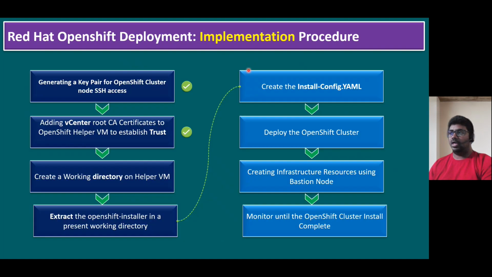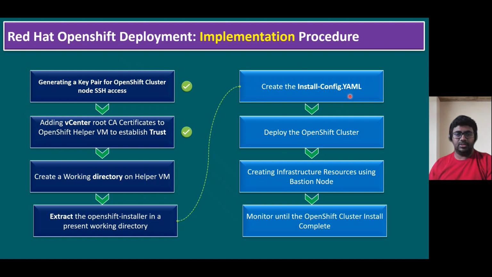Now, in the implementation procedure, we have completed how to generate a key pair for the OpenShift cluster nodes, and we also established the trust between vCenter and our OpenShift helper VM. We have created the working directory and extracted the OpenShift installer in our present working directory in the root directory. In our previous session there was an error message due to some DNS resolution issue. That issue has been resolved now. So now let's quickly create the install-config.yaml file.